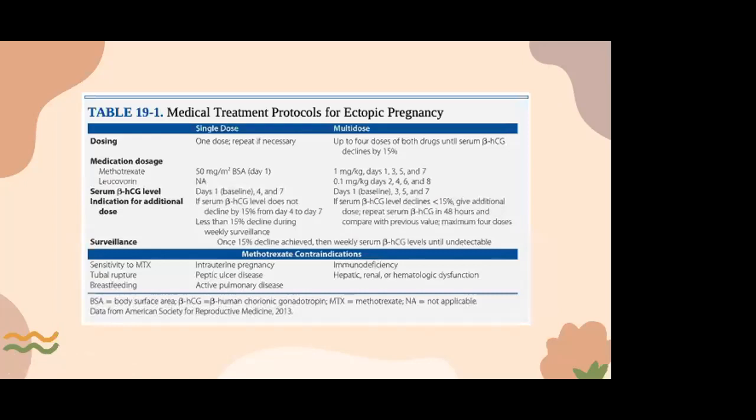But to review, there are two main protocols for methotrexate. It can be given as a single dose or as a multi-dose. If it's given as a single dose, the computation would be 50 milligrams per meter squared body surface area, and we should obtain a serum beta HCG at day 1, 4, and 7. If serum beta HCG levels do not decline by 15% from day 4 to day 7, there's an indication for an additional dose. And then for multi-dose, up to 4 doses of both methotrexate and leucovorin until serum beta HCG declines by 15%, and the serum beta HCG is repeated at day 3, 5, and 7.